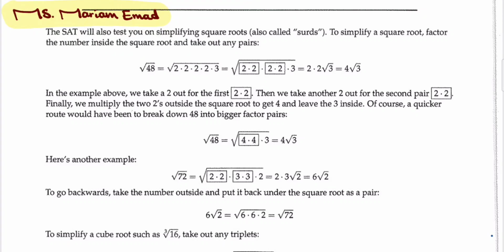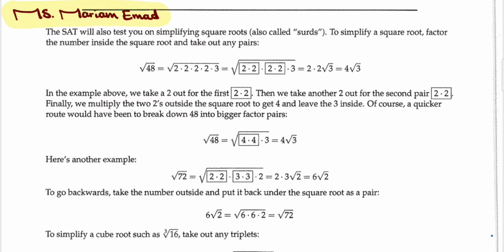So in the set test, you'll find surds. What are surds? Surds are square roots, so I can say square root or surds. It's the same. So how do I solve it? By simplifying it. How do I simplify it? Find the factors of the numbers, the prime factors, so factorize.